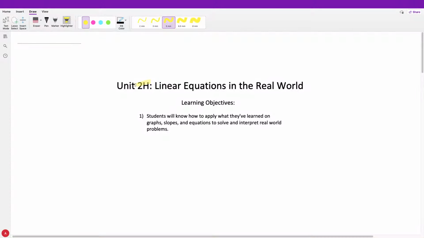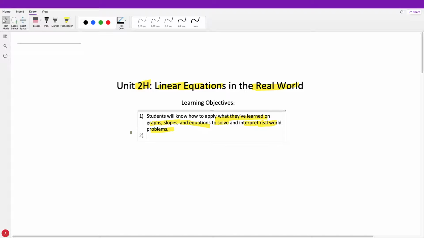All right, so we're now moving on to the last section of this unit, and that is section 2H, and we're going to be solving linear equations in the real world. So now what you need to be able to do is apply everything that you've learned so far on graphs, slopes, and equations to solve and interpret real world problems. So pretty much this entire section is just going to be all word problems, and we're going to have to be able to solve these word problems based on what we've learned already.